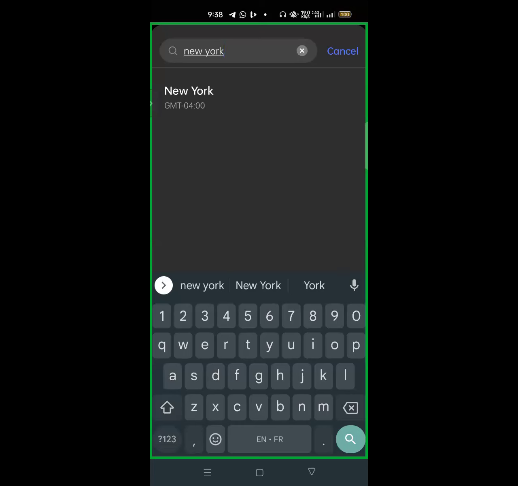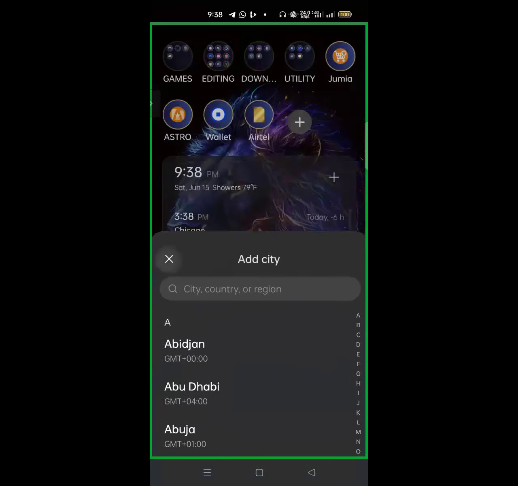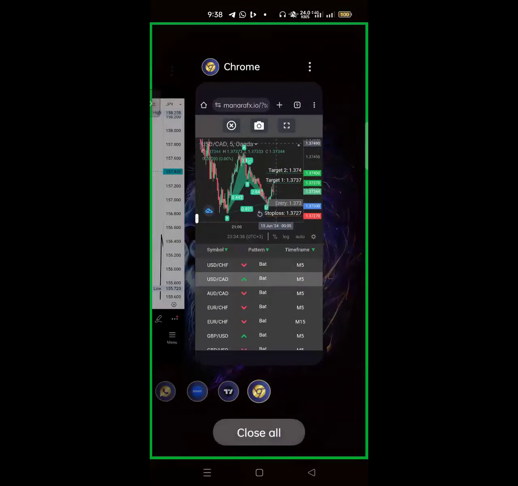But when you choose two pairs where none of them is open around your time, it is a problem. So what is the logic around this whole thing? Instead of giving yourself the technical burden of trying to know different sessions, just have this time app on your phone. And whenever you want to trade any pair from Manara, Manara gives you any pair.